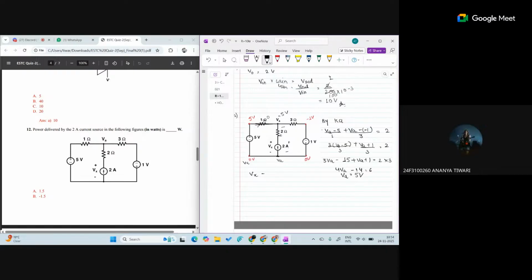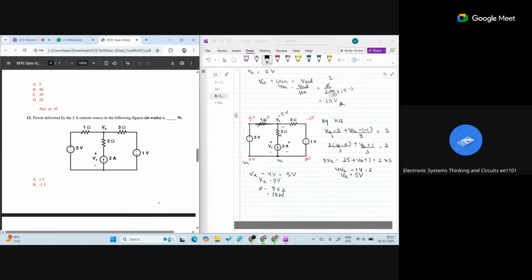Plus minus 4, not 4 ampere, 4 volt, and plus 5 equals 5. So Vx will be 9 volt. Yeah, that seems correct to me. So the power will be 9 times 2, so 18 watt should be the answer. And how many of you got 18 watt?